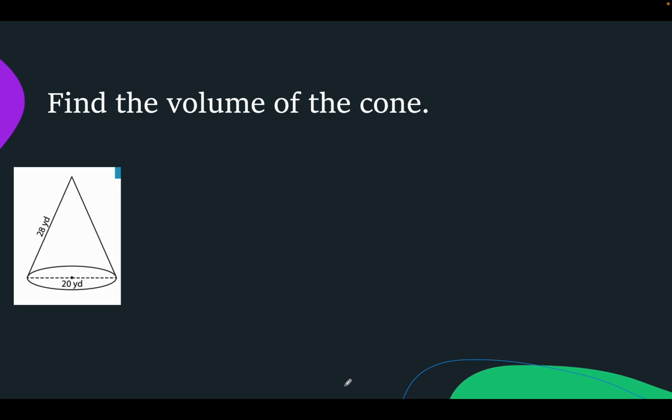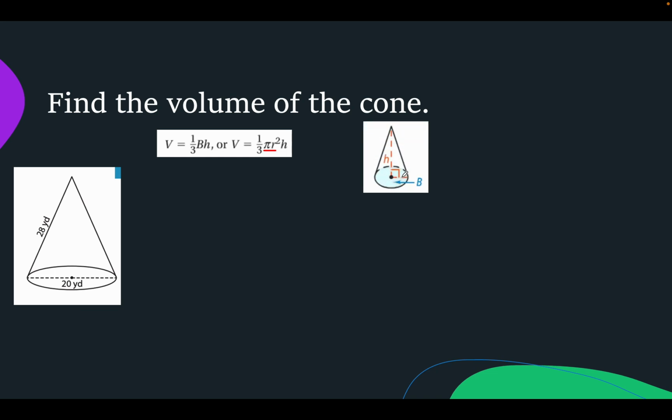Find the volume of the cone. Our formula is the same, or since we have a circular base, the area of a circle is pi times radius squared. And so you look, the area of the base is a circle here, and we need to figure out the height, because as you can see in this triangle, we don't have the height, but we have the slant height of this cone.